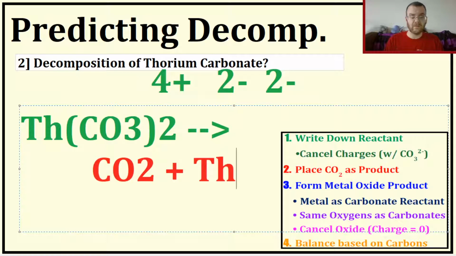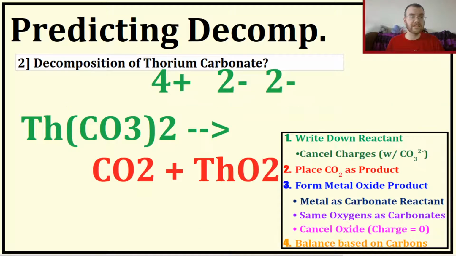Thorium carbonate would be 1 thorium, and just where it had 2 carbonates, we're going to have 2 oxides. So earlier when we did this, you may have noticed that there were 2 carbonates. Well, that also means we're going to have 2 oxides. And not only are we going to have 2 carbonates and 2 oxides, but when we balance it, we're also going to need to have 2 carbon dioxides.